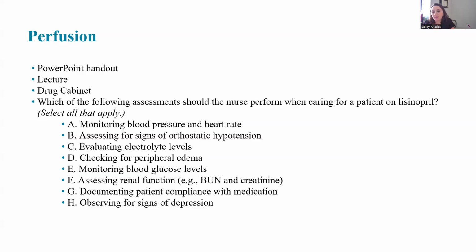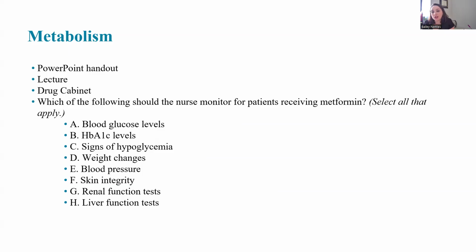Okay. All right. So now we have, which of the following should the nurse monitor for a patient receiving metformin? This is metabolism. Remember, this is the hyperthyroidism. This is insulin and our oral anti-diabetics. Okay. So should we monitor glucose levels? Absolutely, we should. Should we monitor our A1C? Yes, we should. Signs of hypoglycemia? Yes. Weight changes? So metformin can cause weight gain or weight loss. So yes, we can monitor for weight changes.